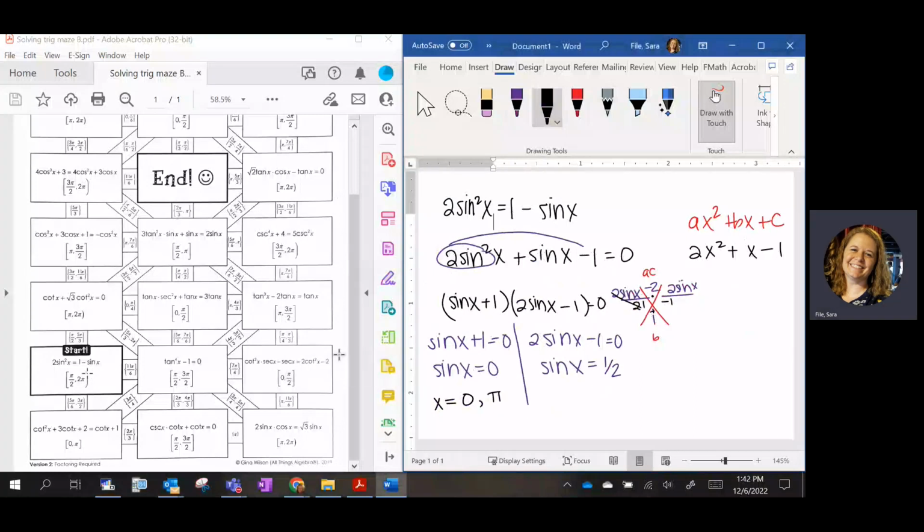Now, this interval only wants the answer from pi halves to 2 pi, so it doesn't want the 0. So we don't use the 0.